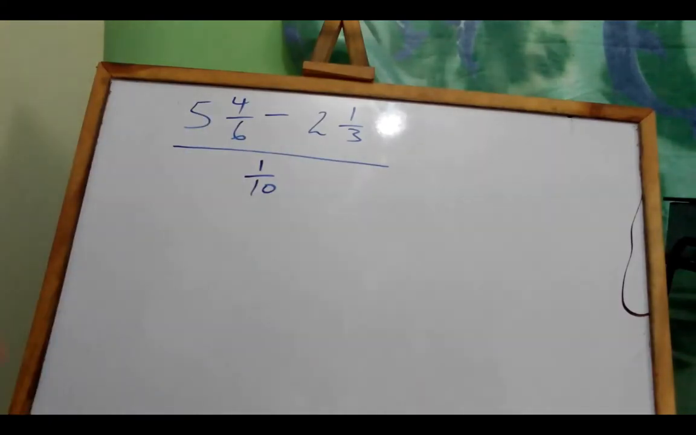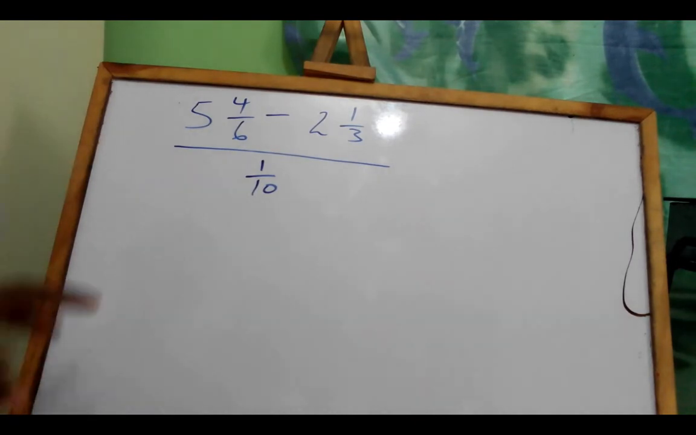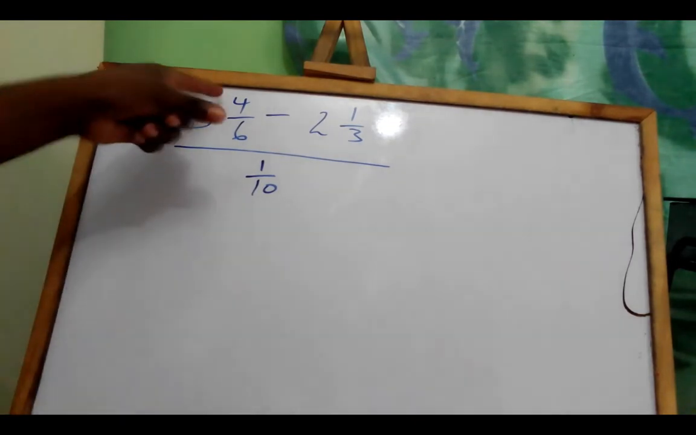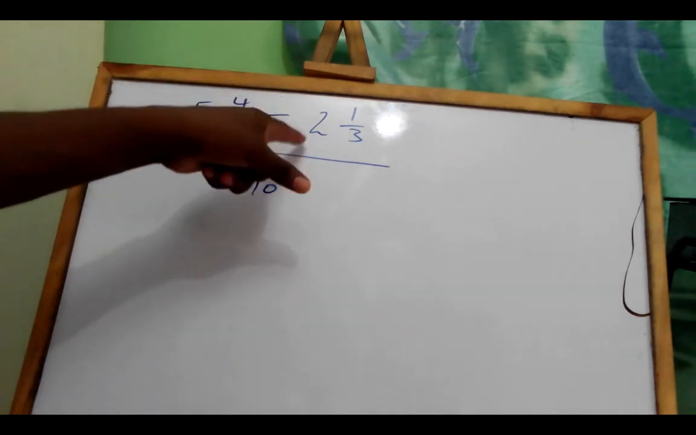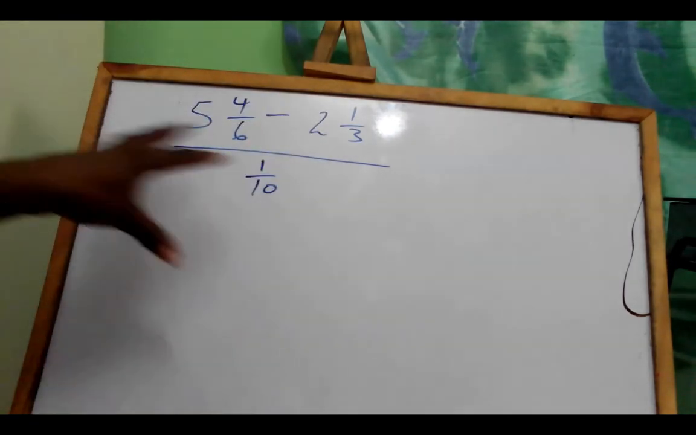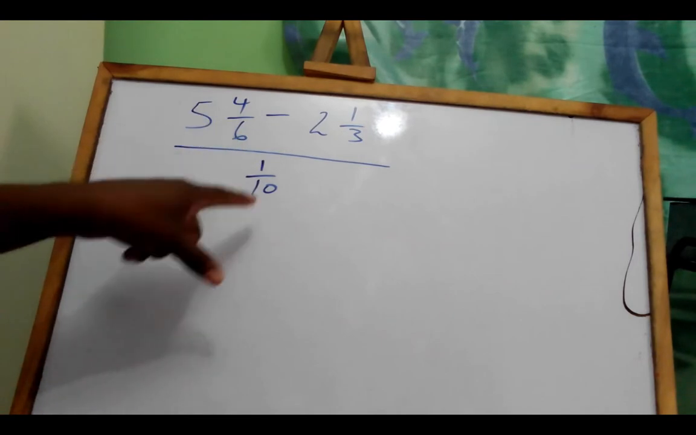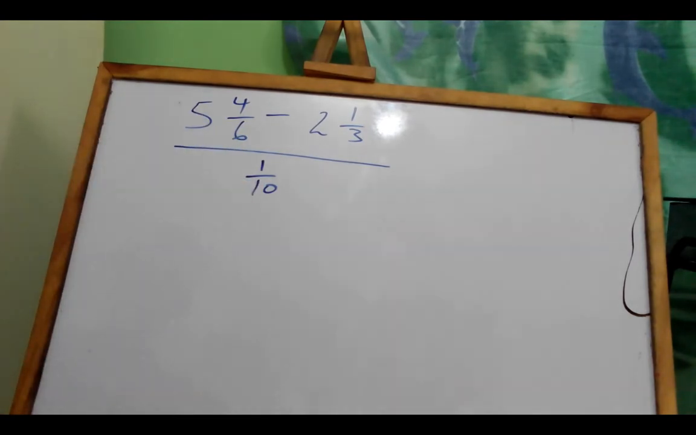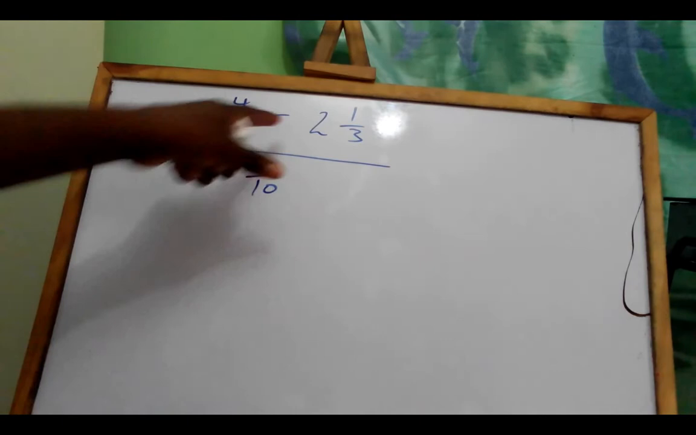So let us look at the final example. So this is our final example. So we have 5, 4 over 6 minus 2, 1 over 3, all over 1 over 10. Right? This time we are going to minus.